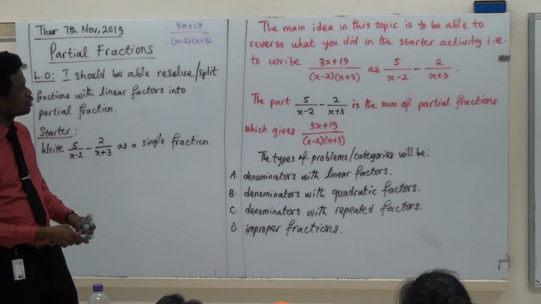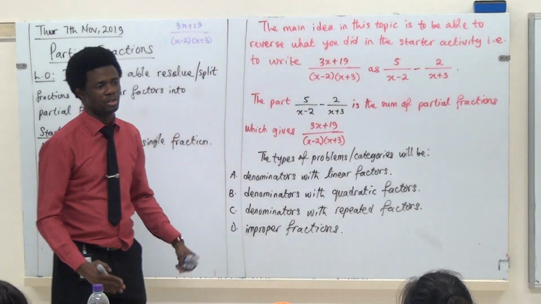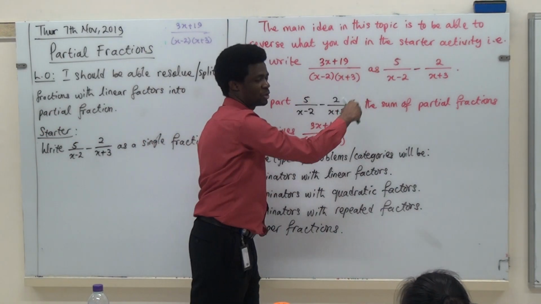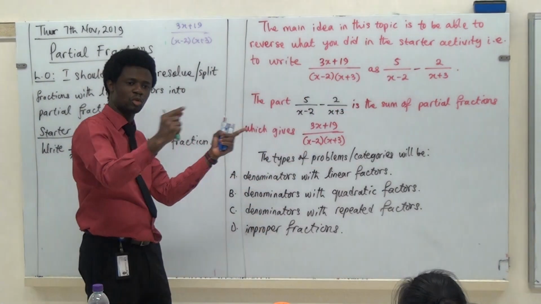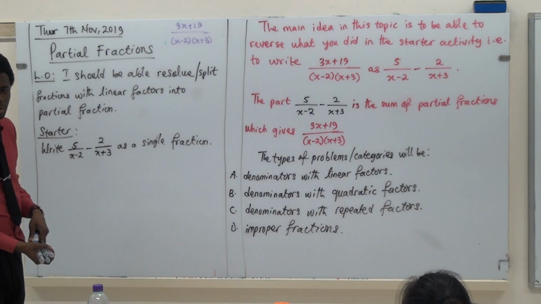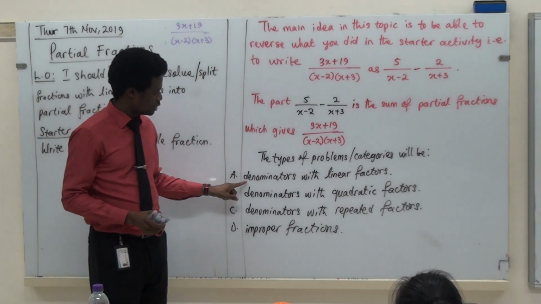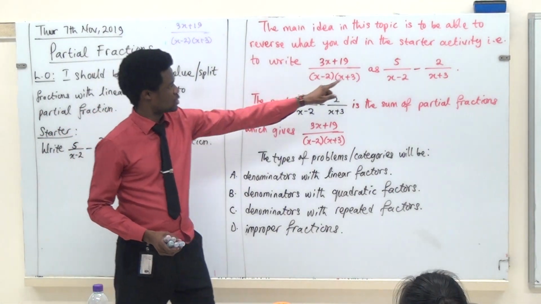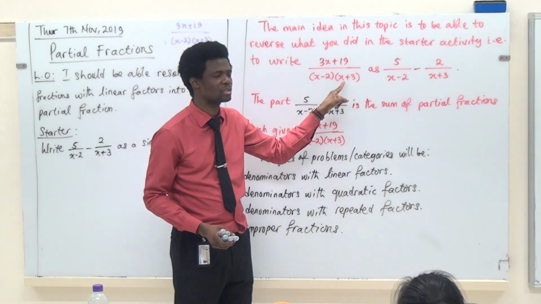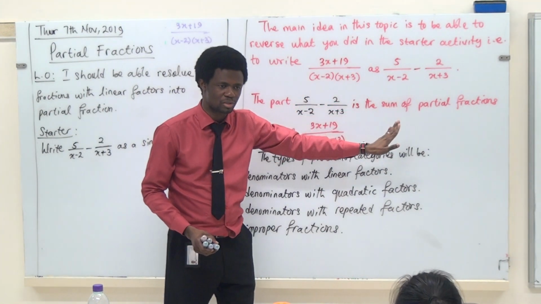But first, how do we split a single fraction into its partial fractions? How do we even know that this has to be 2, this has to be 3, this has to be 1, and it will work again if we put it back like it did in the starter activity? Now, this problem will be classified into 4 categories. We will deal with denominators with linear factors, like this one. These are linear factors. So when you look at the original question, you could say, this is linear, this is linear, right? We will deal with those cases first.